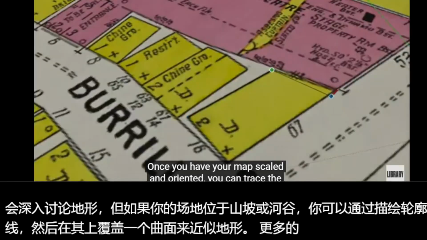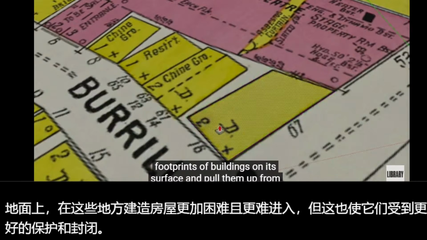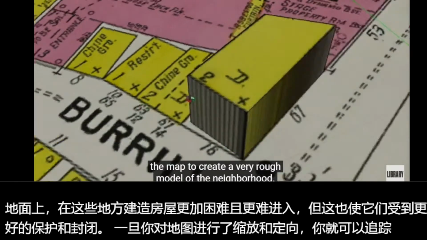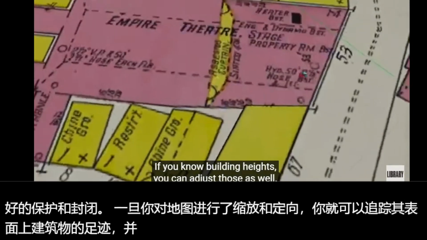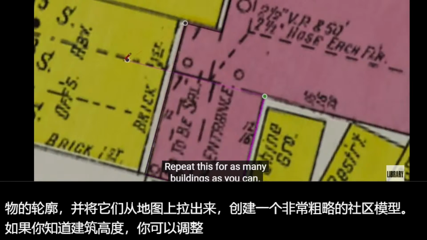Once you have your map scaled and oriented, you can trace the footprints of buildings on its surface and pull them up from the map to create a very rough model of the neighborhood. If you know building heights, you can adjust those as well. Repeat this for as many buildings as you can.